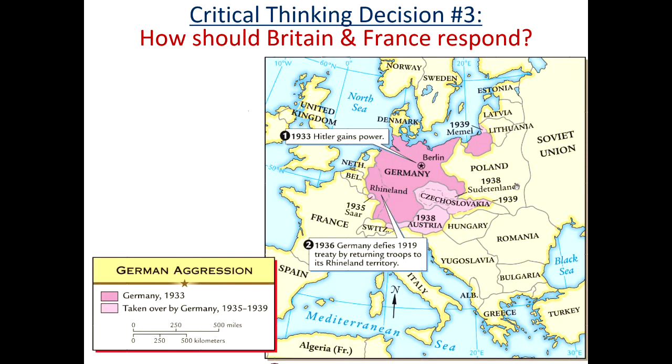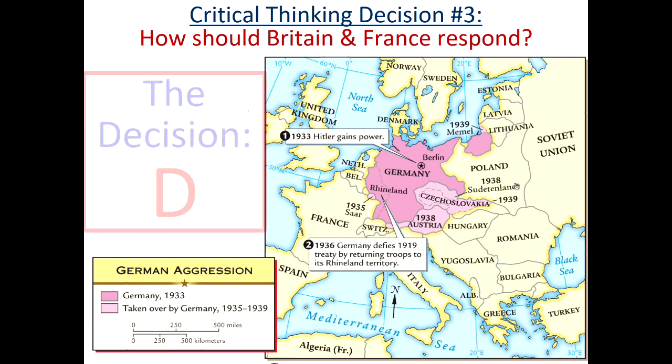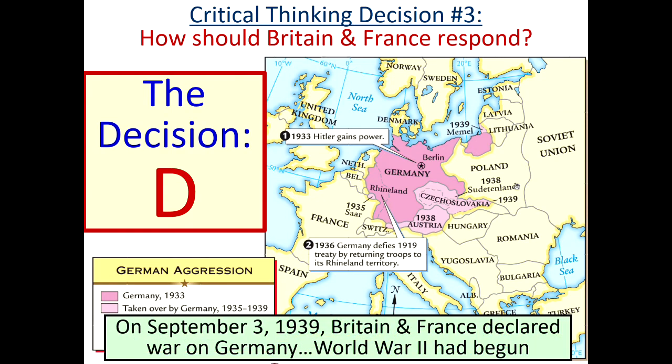Critical thinking decision number 3. How should Britain and France respond to this? The decision made was decision D. On September 3rd, 1939, Britain and France both declared war on Germany, and World War II had begun.